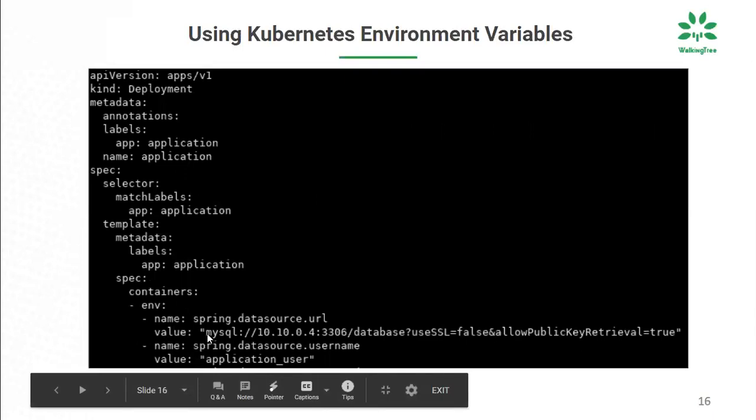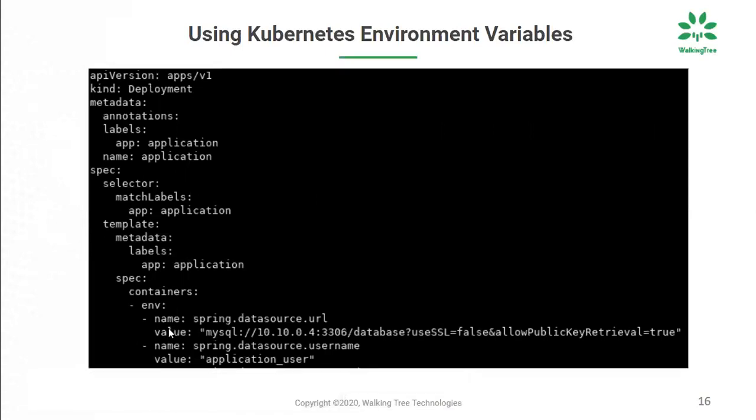So you will have to go to the Kubernetes deployment file, the deployment manifest, and you will have to change the values of each of these environment variables. So this is still an inefficient process.